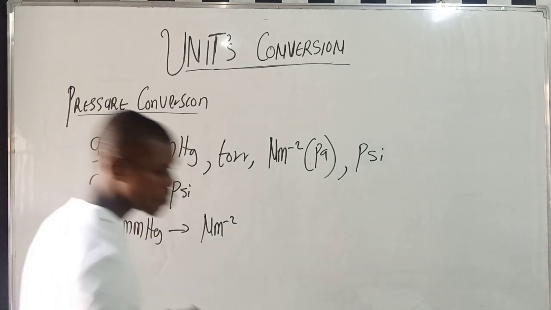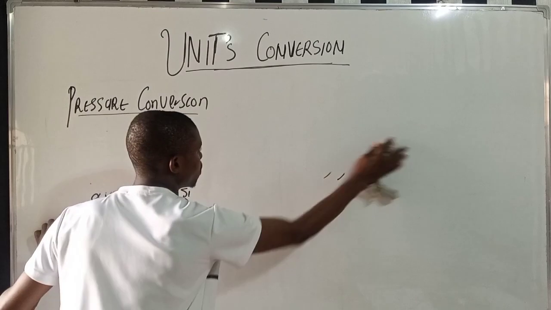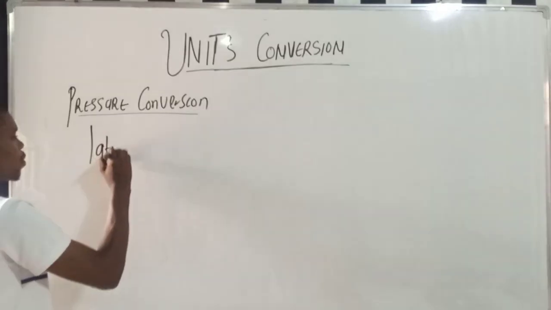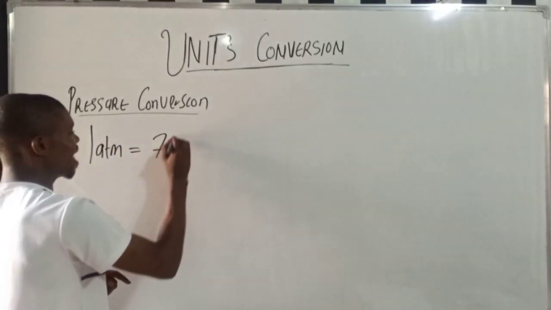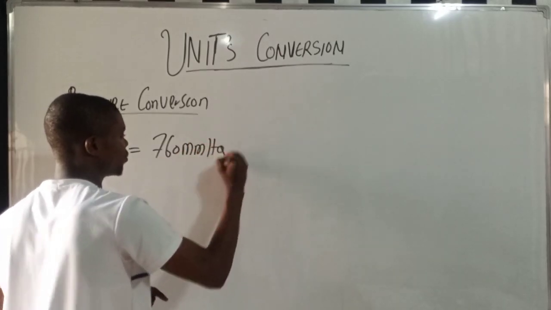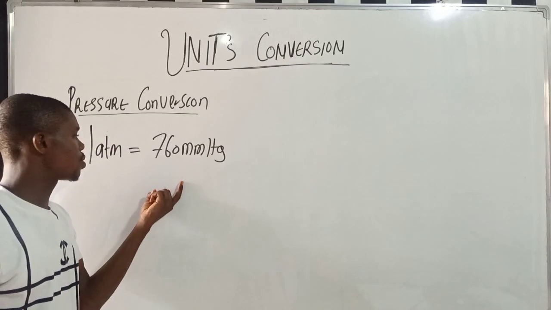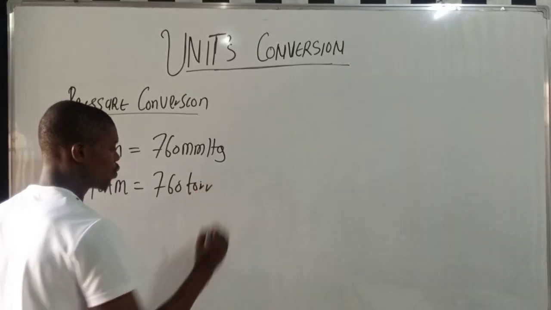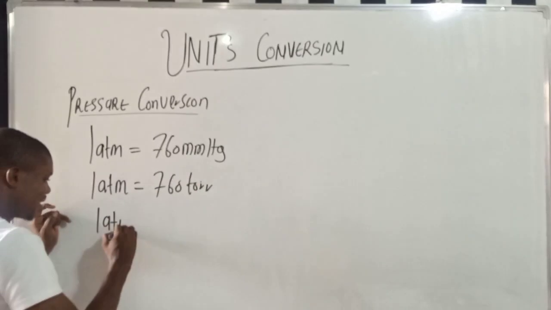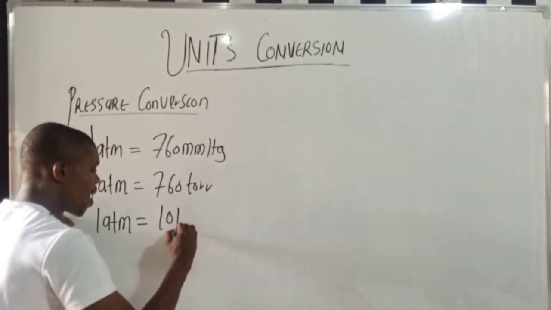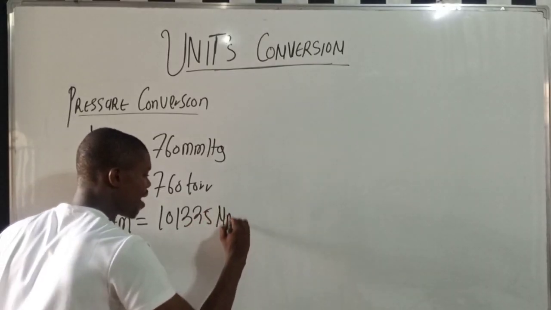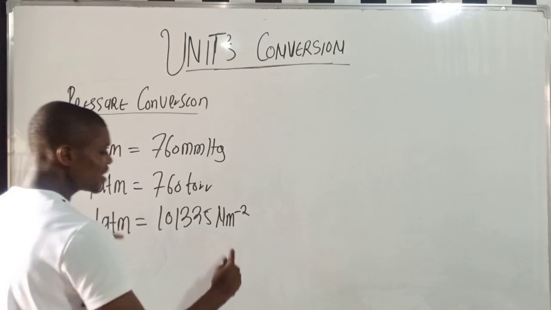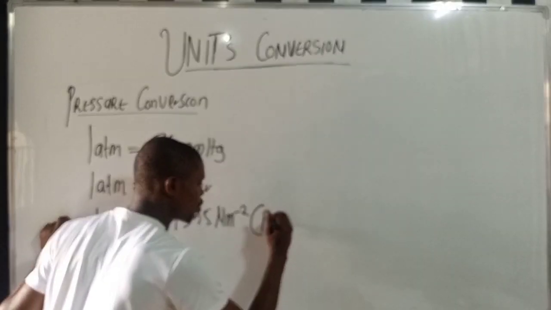Now when it comes to pressure, 1 ATM, which is called atmosphere, is equal to 760 millimeter of mercury. You really want to pay close attention to this one. Then 1 ATM is equal to 760 torr. Then 1 ATM is equal to 101325 newton per meter square, which is also known as Pascal.